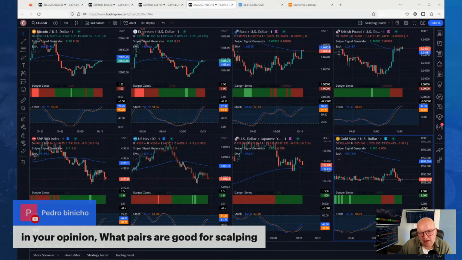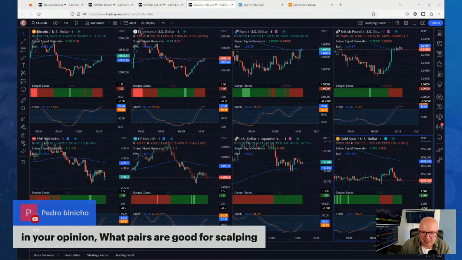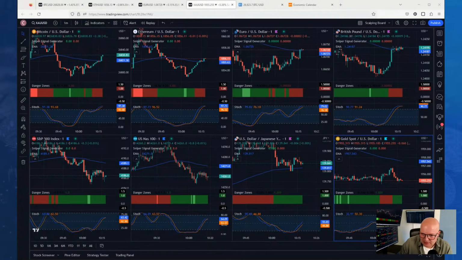I think the same applies for crypto, in my opinion. I wouldn't necessarily trade something like, let's say, Link US dollar or EOS US dollar. So something that's outside of the top 20 according to crypto market cap. I wouldn't do that. I would really focus on pairs that are more liquid.